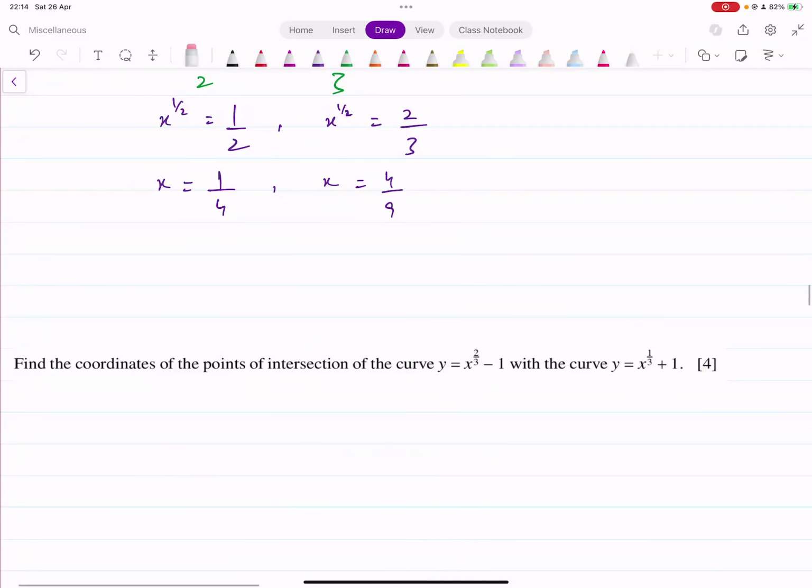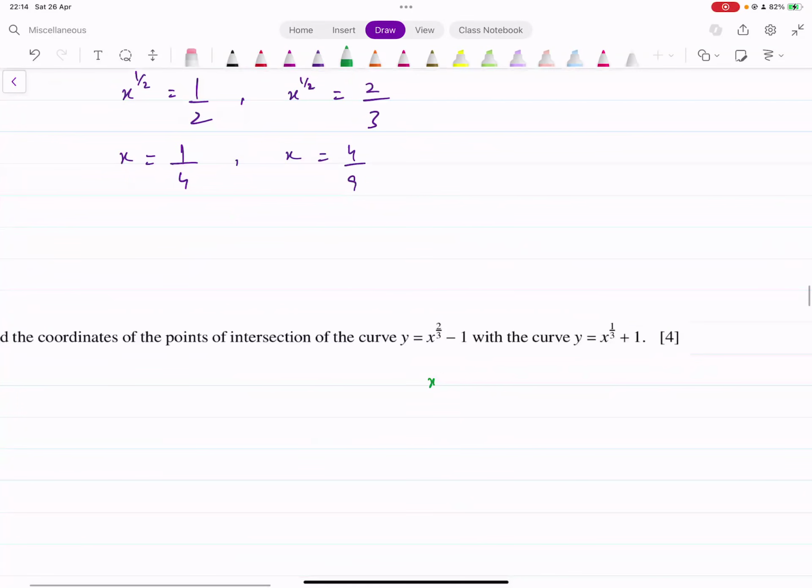If you were to equate them, you would get an equation like this: x raised to power 2 over 3 minus 1, that equals x raised to power 1 over 3 plus 1. And that gives you x raised to power 2 over 3 minus x raised to power 1 over 3 minus 2 equal to 0. Now, one power is twice the other.